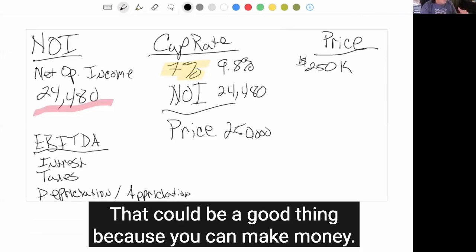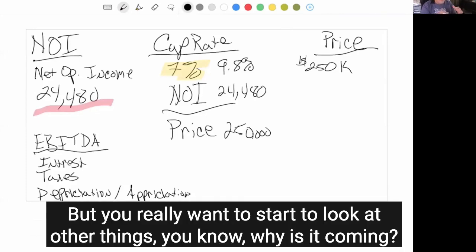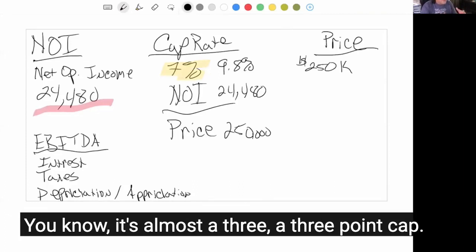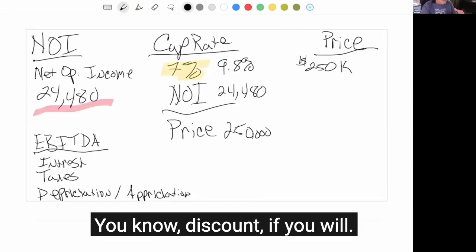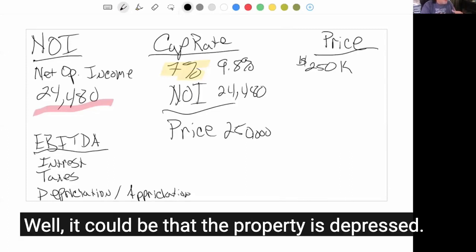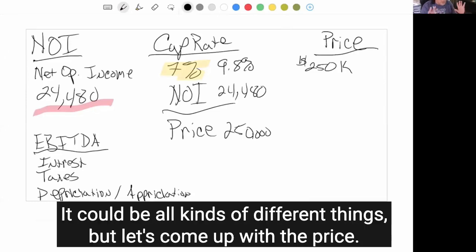That could be a good thing because you can make money, right? But you really want to start to look at other things. Why are we buying it at such a discount? It's almost a 3-point cap rate discount, if you will. I mean, we're going to make more money potentially. So why is that? Well, it could be that the property is depressed. Maybe it needs some work. It could be all kinds of different things. But let's come up with the price.